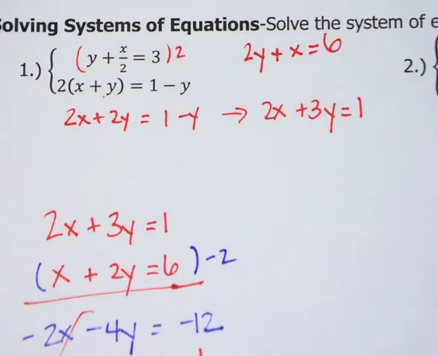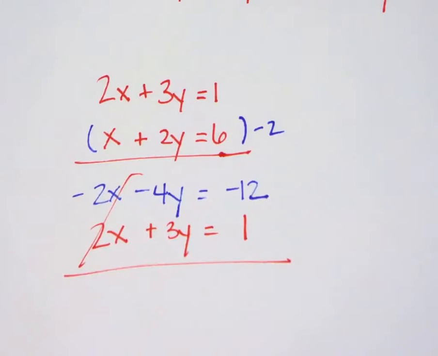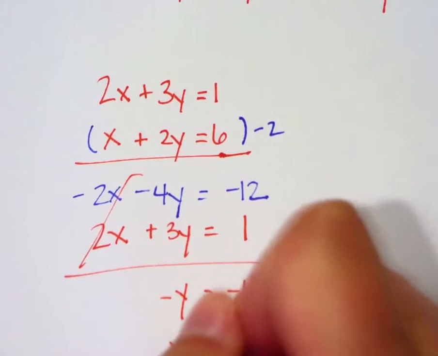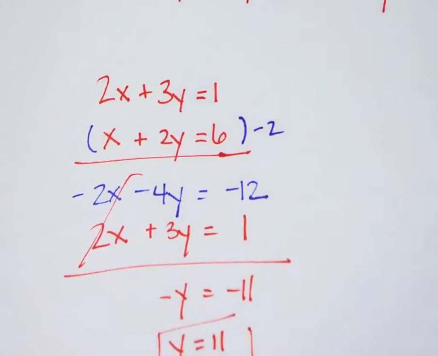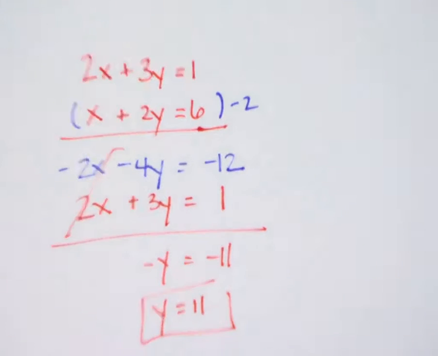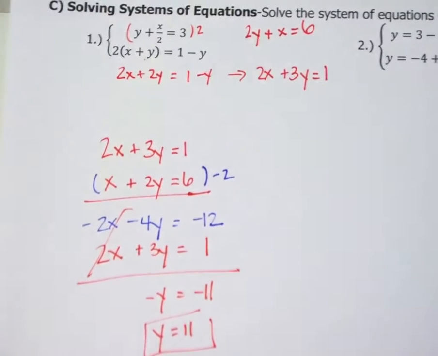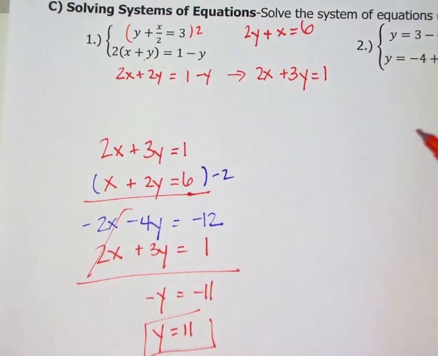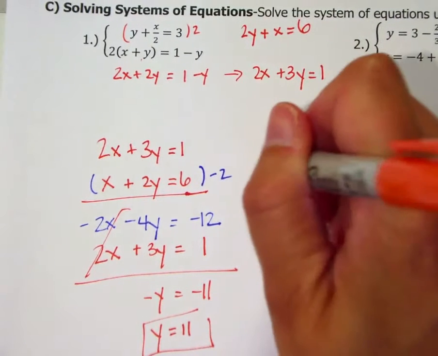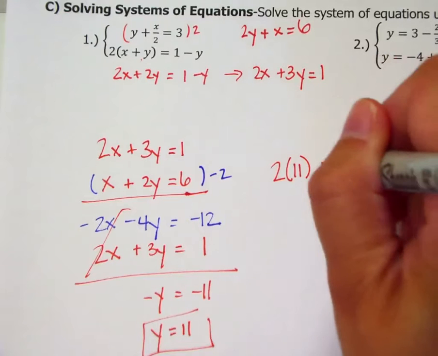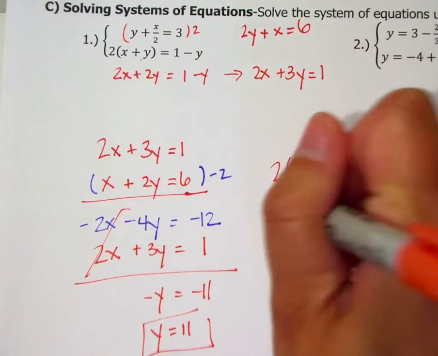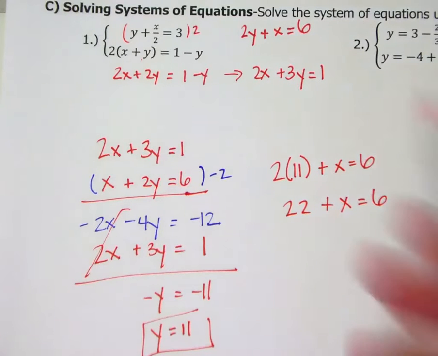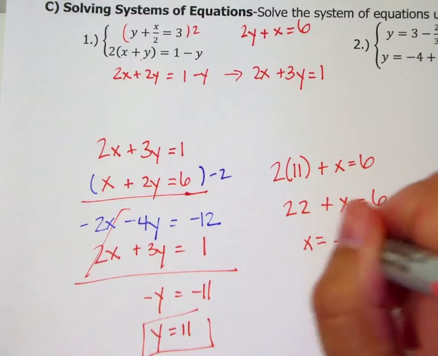And now the x's are eliminated. From here, I have a negative y equals negative 11. So y equals positive 11. And then from there, we can take that value of y, substitute it back into either of our two equations. It does not matter. I'll just pick the first one. So 2 times 11 plus x equals 6. 22 plus x equals 6, and subtract your 22.